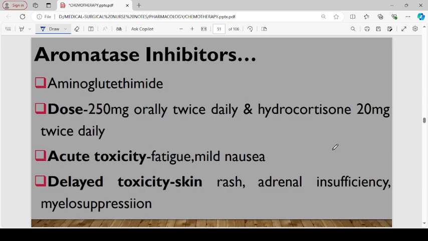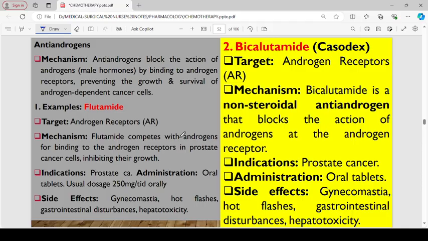Another aromatase inhibitor example is aminoglutethimide, where we normally give 250 milligrams orally twice daily, and hydrocortisone about 20 milligrams twice daily. Acute toxicity can cause fatigue and mild nausea, while delayed toxicity can cause skin rash, adrenal insufficiency, and myelosuppression.